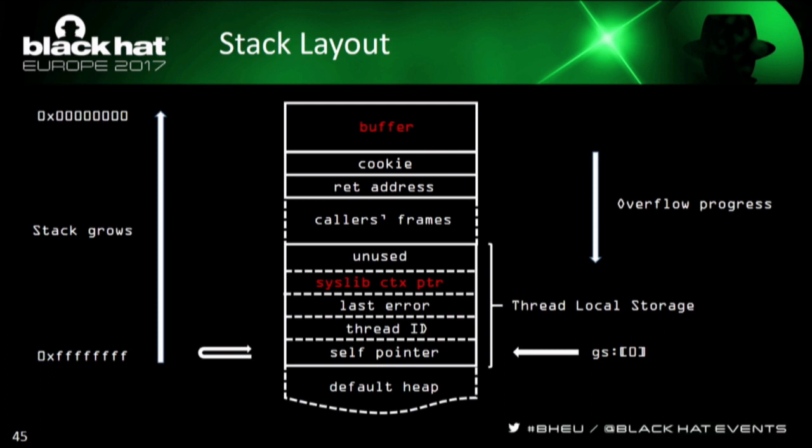Let's consider the scheme. We can see our vulnerable buffer, we can see the return address, and the stored value of the stack cookie. Also lower in the stack you can see the thread local storage, having the syslib context pointer. It is not hard to come up with the idea to overwrite this syslib context pointer with a controlled address.